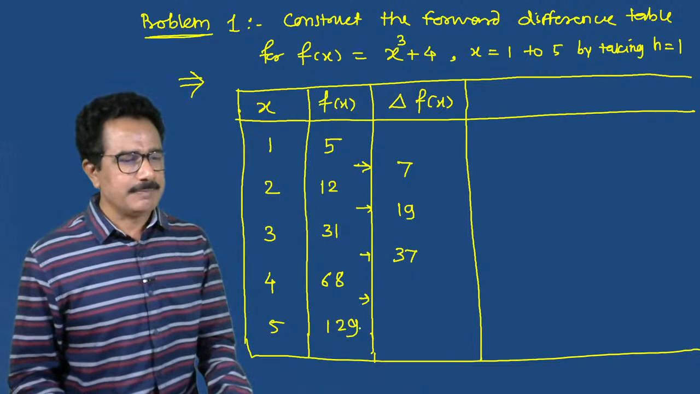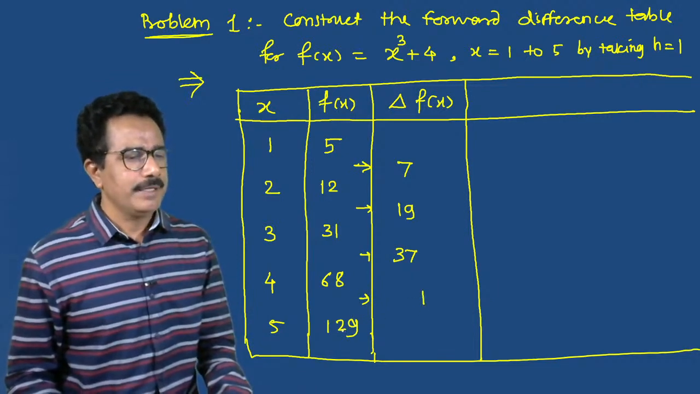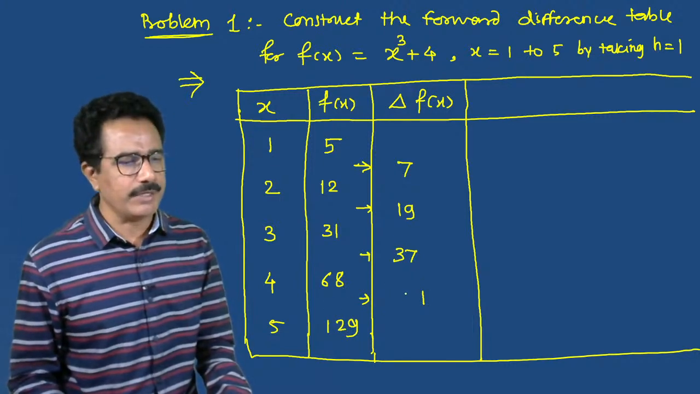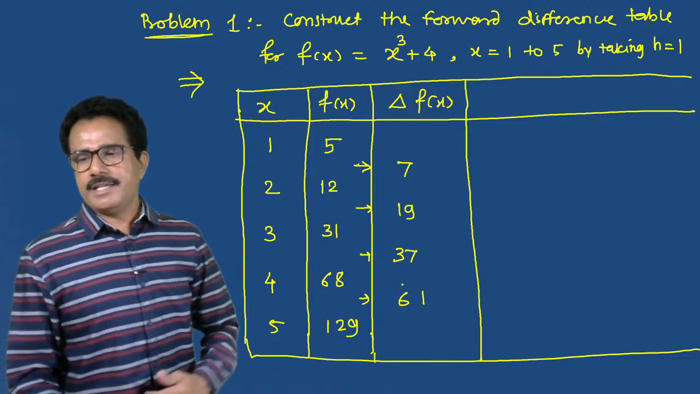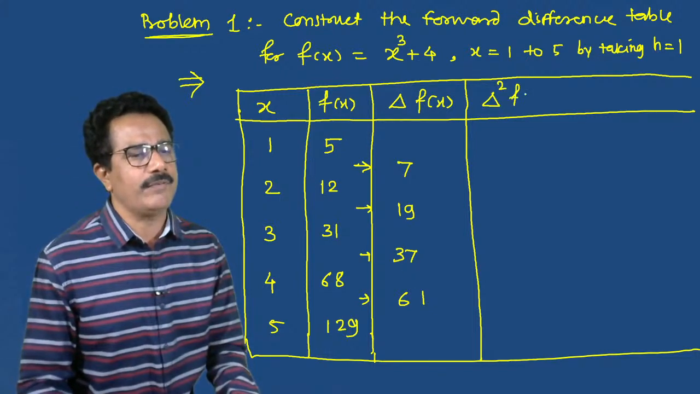हां इथं सांगा 1, 9, 81. पुन्हा इथं पा, 12 मधून 6 गेले, 61. व्हेरी गुड. हर्षदा जोशी, व्हेरी नाईस. Now we shall construct the second difference, delta square f of x.